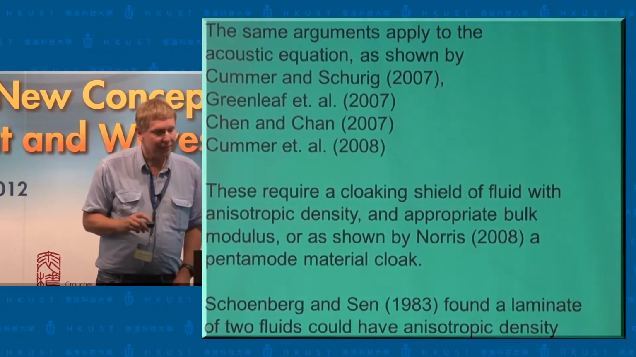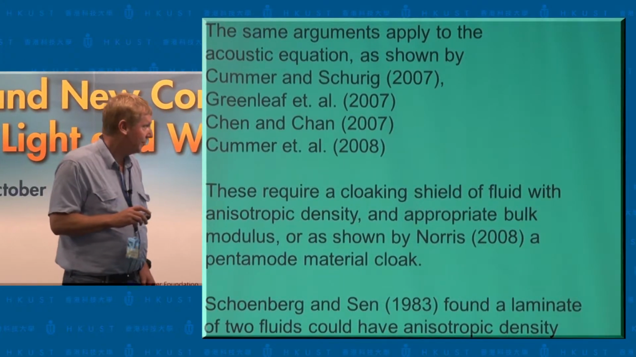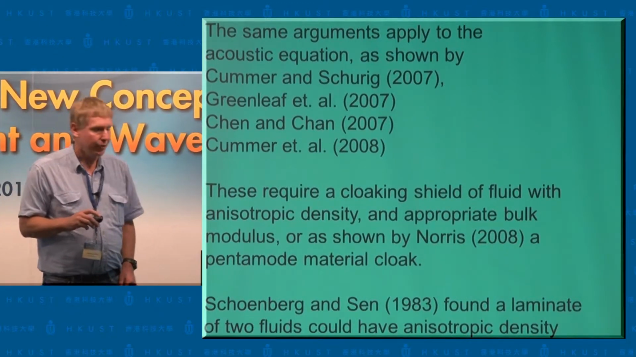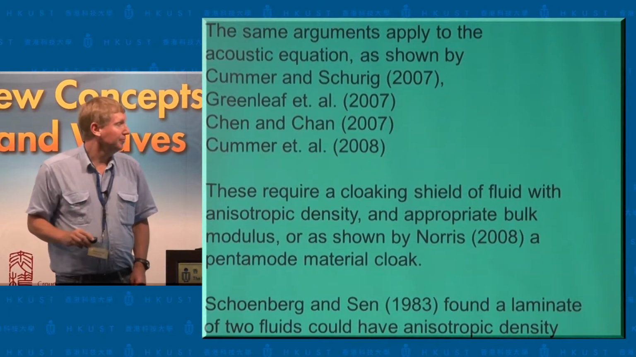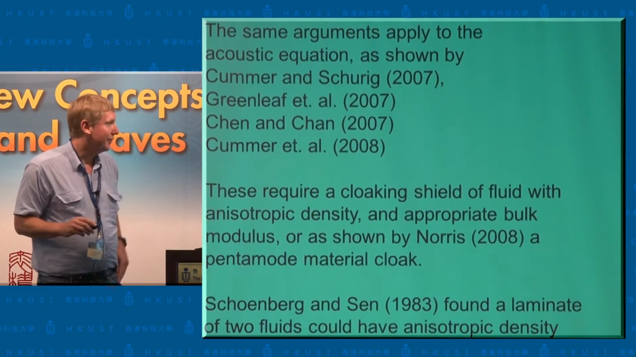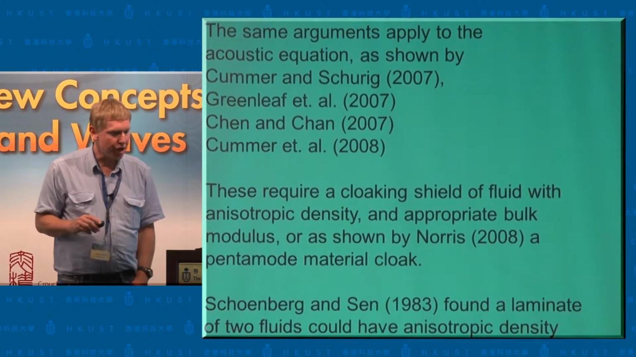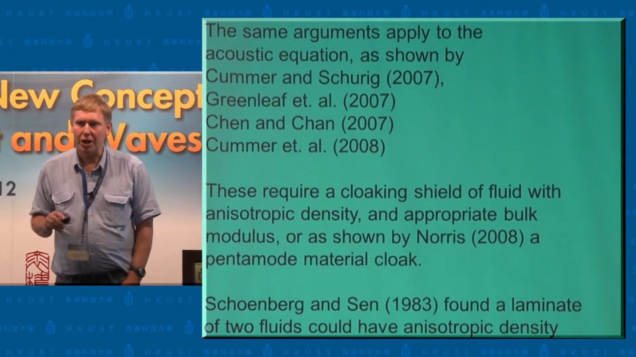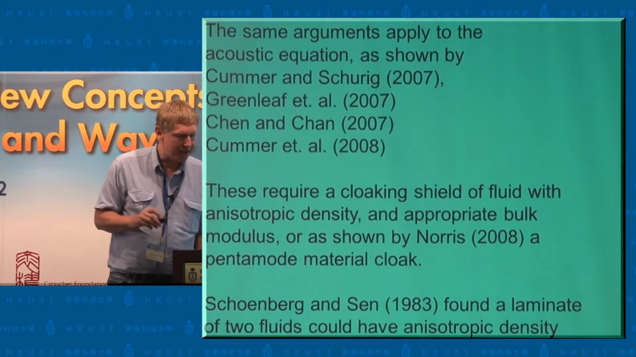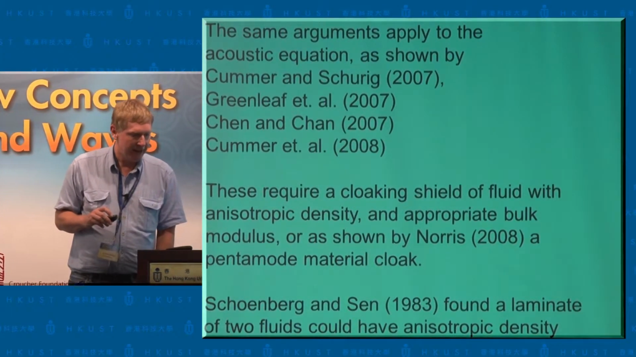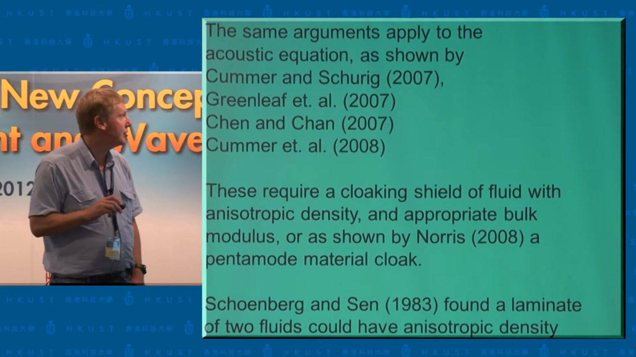And then for acoustics, basically the same arguments apply, and that was shown by Cummer and Schurig, Greenleaf et al., Chen and Chan, and Cummer et al. What's interesting is you require a fluid with anisotropic density and an appropriate bulk modulus, or as Norris showed, a pentamode material cloak. The idea of anisotropic densities goes back to work of Schoenberg and Sen in 1983, finding that a laminate of two fluids could essentially have an anisotropic density.